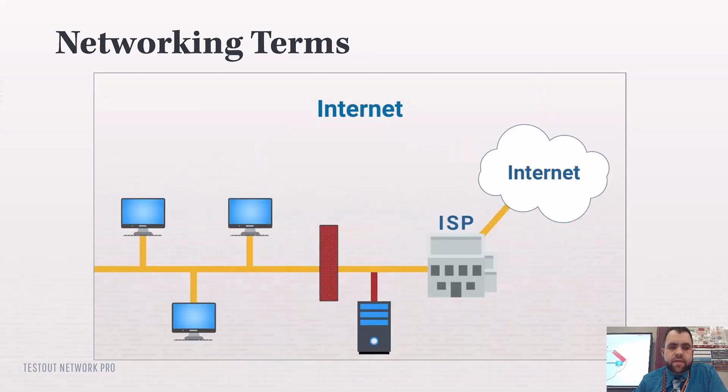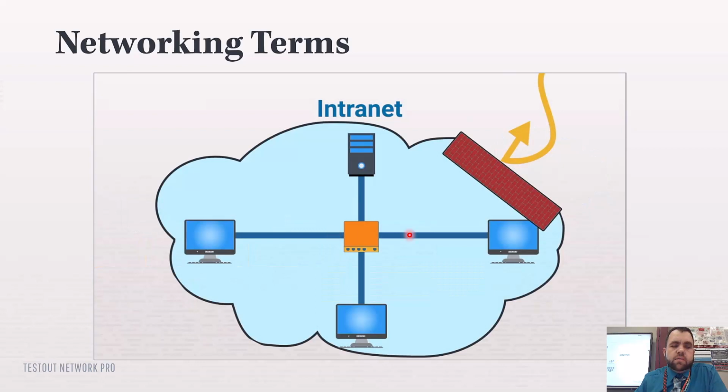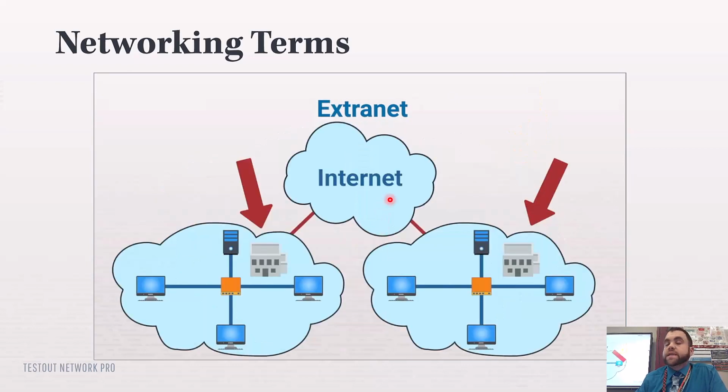In this case, this is our intranet, so everything on this side of our firewall falls under that intranet. So we have our server here, we have our different clients, and then we have our switching device, whether it's a switch or router, whatever it is, within the firewall. Correct, that's our intranet.